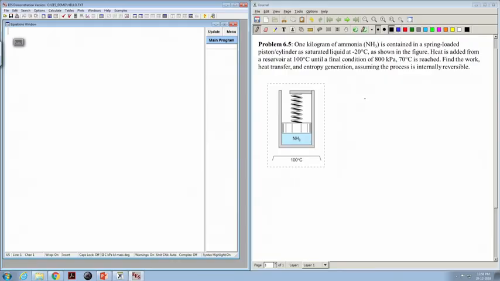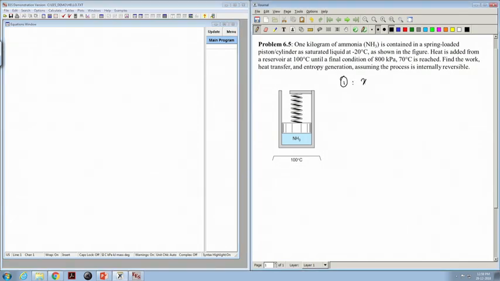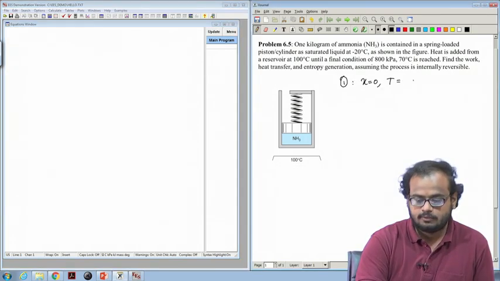This session, we will solve some problems pertaining to entropy with the aid of a computer. In this problem we have 1 kg of ammonia contained in a spring loaded piston cylinder arrangement as a saturated liquid at minus 20 degrees Celsius. So, state 1 is x equal to 0 and T equal to minus 20 degrees Celsius.